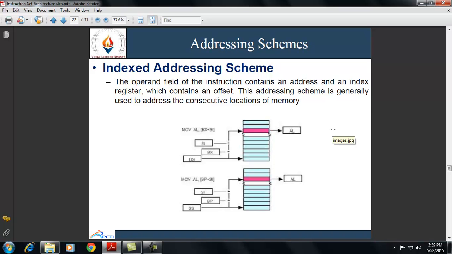The next one is the indexed addressing scheme. Indexed addressing scheme is a type of displacement addressing. It is basically used to access the memory of an array. In the index addressing scheme, the operand field of the instruction contains an address and an index register which contains an offset. And this addressing scheme is generally used to address the consecutive locations of the memory.